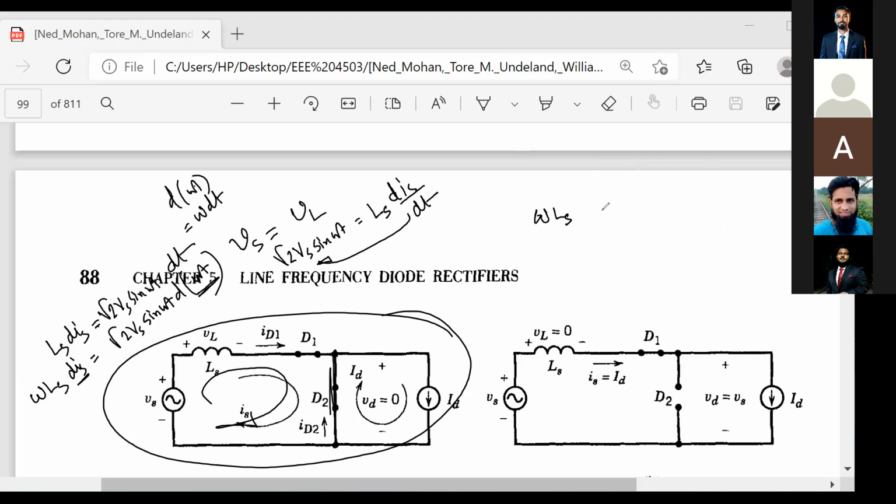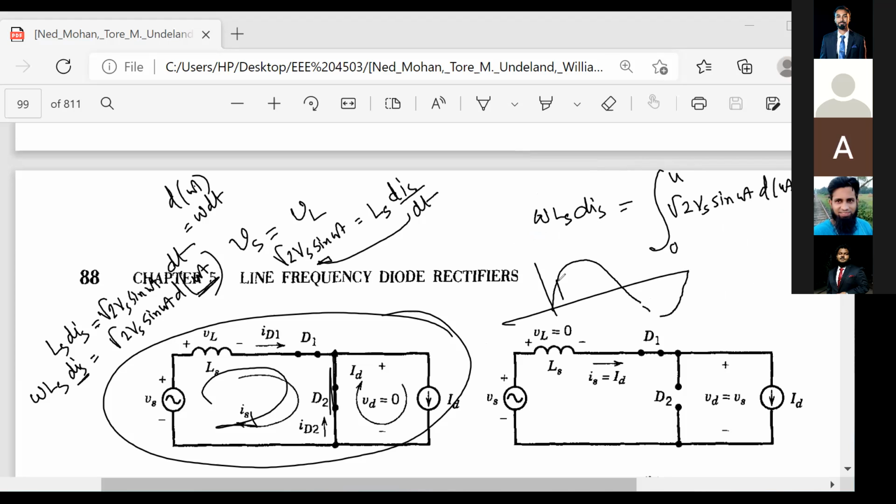Then omega Ls dis, I'm integrating with respect to U, this part, root 2 Vs sine of omega t, d of omega t. What is this? Is it not the area? Yes, sir, integration. So this is the area AU. And of course, if you integrate the right hand side, you have to also integrate the left hand side. So this is the operator, this is omega t. What is this operator? Change of current.